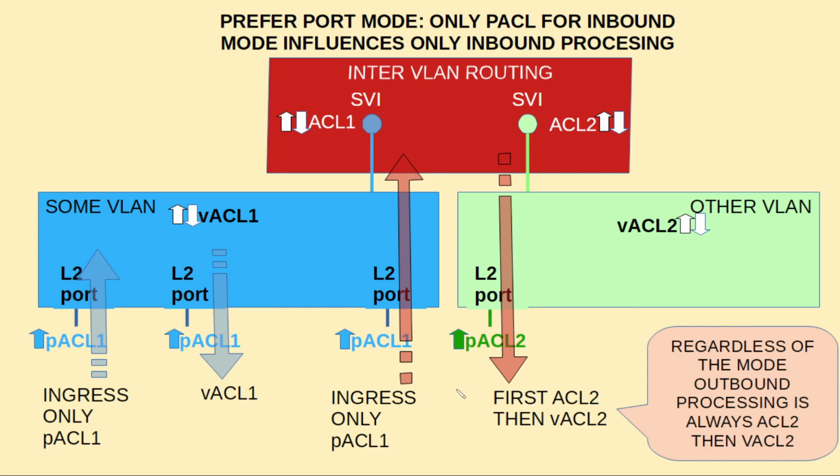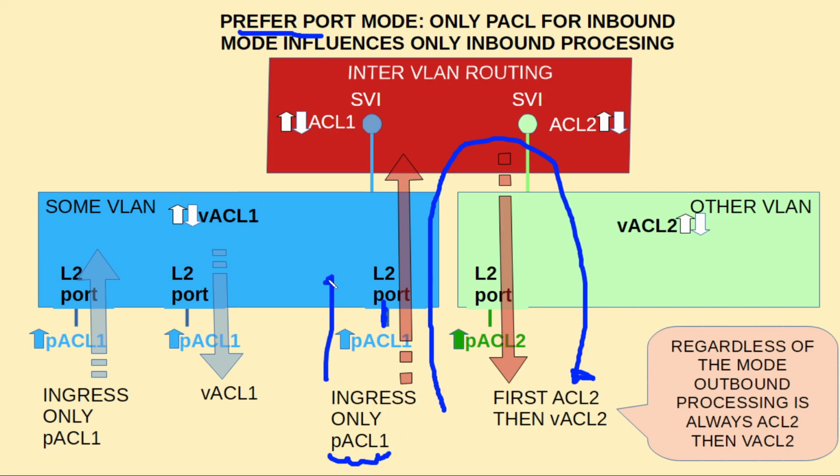Now we are going to analyze how ACLs are processed when traffic enters through a VLAN and exits through a different VLAN. Notice that in this case, traffic has to go through SVIs and that this port is configured for prefer port mode. So in this case, we are going to process the port access control list for this port in the inbound direction. And for the outbound direction, we are going to process this ACL number 2 in the outbound direction and the VLAN access control list 2 that exists for the green VLAN in the outbound direction.